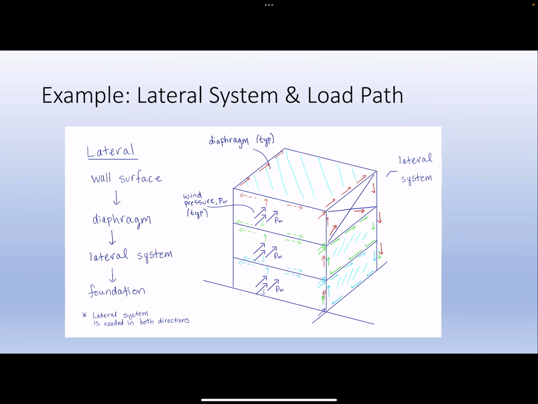An example of a lateral load path, right? You've got, for example, a wind load that applies a pressure to the wall surface. That wall surface transfers loads to diaphragms. So remember, we defined diaphragms as typically basically a floor, right? So the floor acts as a diaphragm to transfer those forces to the lateral system, and then the lateral system transfers those forces to the foundation. Now, of course, you do need a lateral system in both orthogonal directions of the structure.